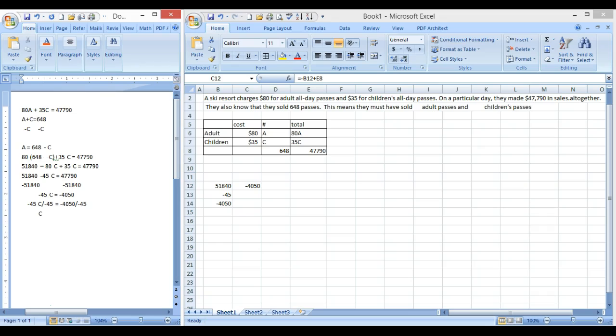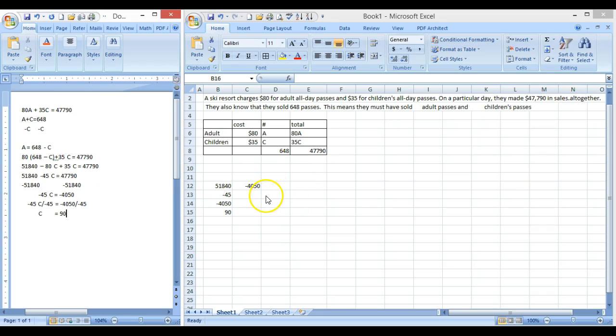Now I just need to figure out the negative 4,050 divided by 45. And again, I can come over here and make it work like a calculator. Oops, pardon me. And press equals negative 4,050 divided by negative 45. Now that's making it work like you would a calculator. I'm going to show you cell referencing next. Press enter, and I get 90.